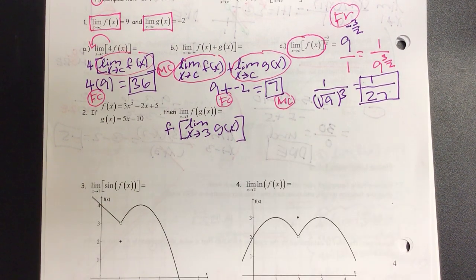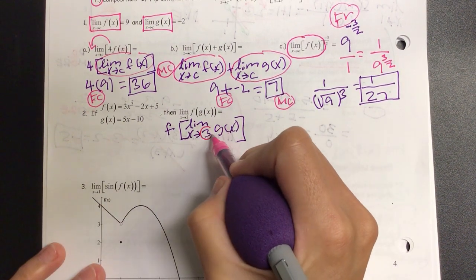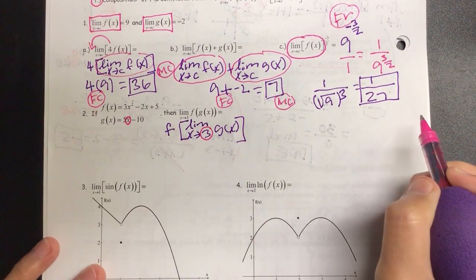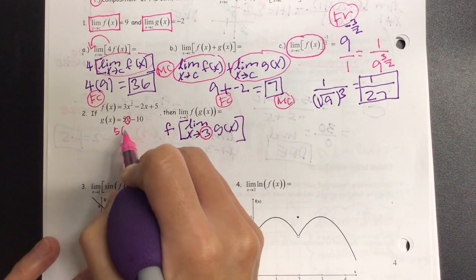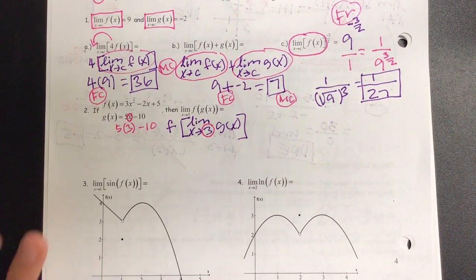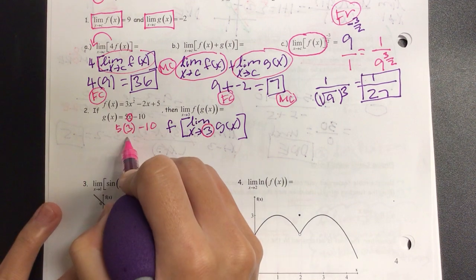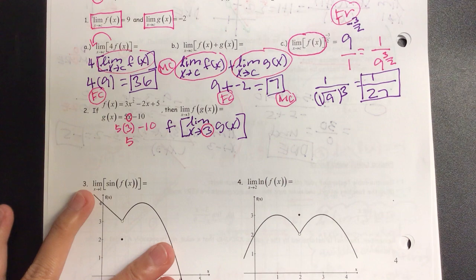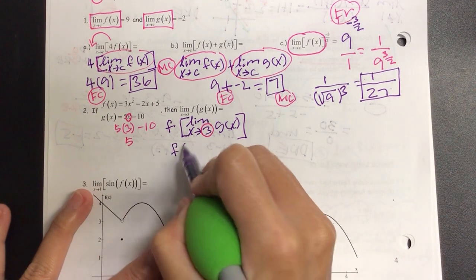So my main focus is, I need to plug in 3 into my g function. My g function is my second one. So we have 5 times 3 minus 10. How many is that? 5. Are we done? That was only for the g. So now I need f of 5.